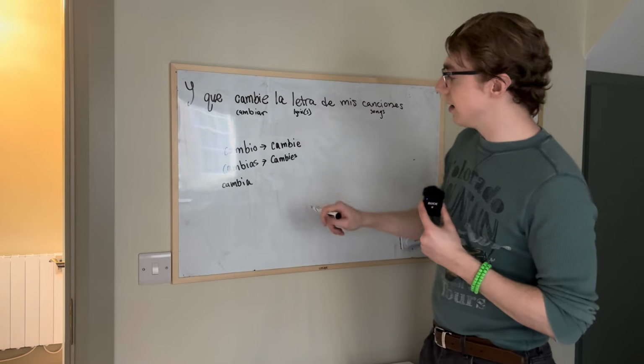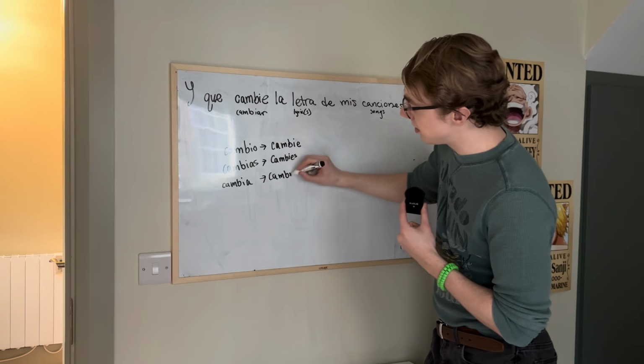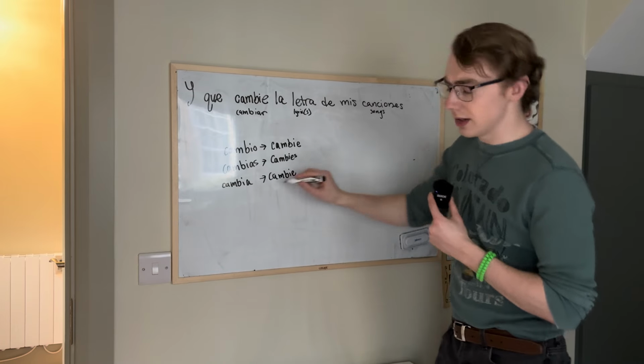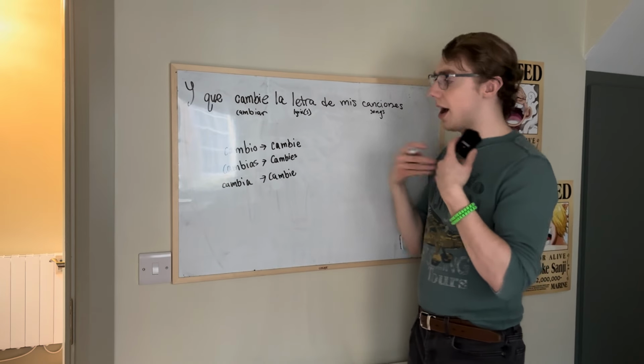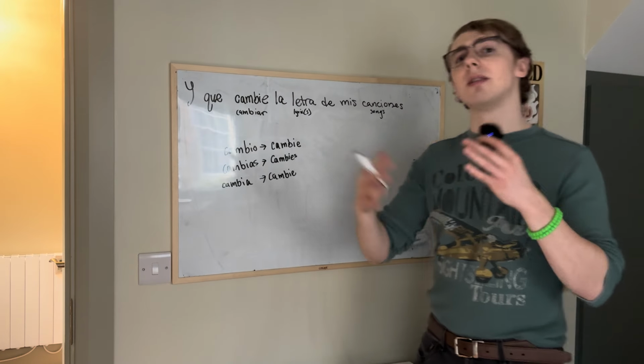So, for I, it's cambie. And for he and she, it is also cambie. So notice, these forms will look the same in the subjunctive. I and he, she, and it will look the same in the subjunctive. This is just something you got to get used to, and the song is a perfect place to get used to it.